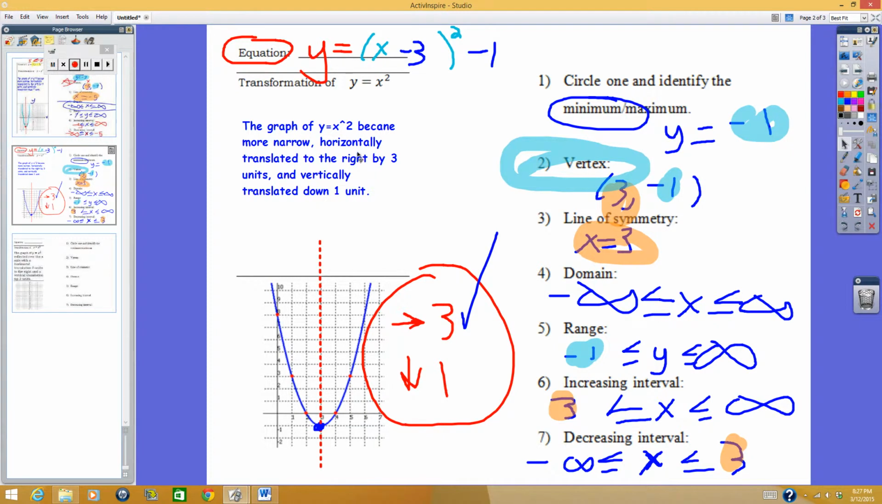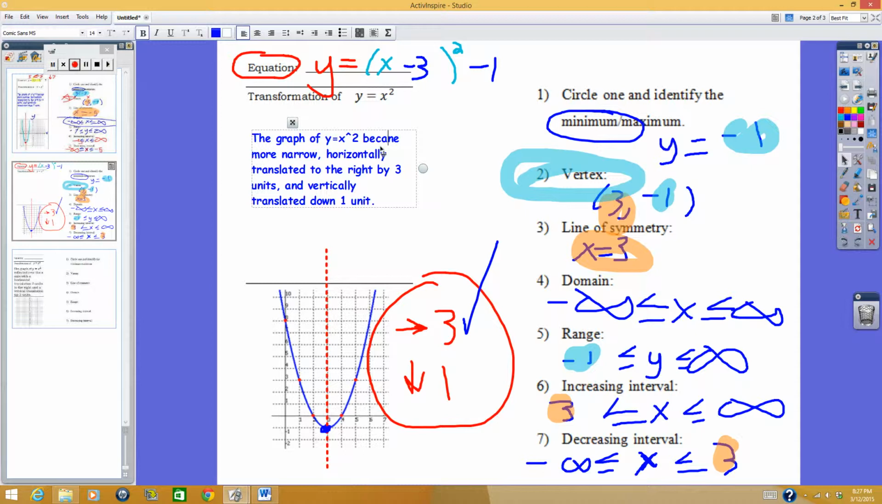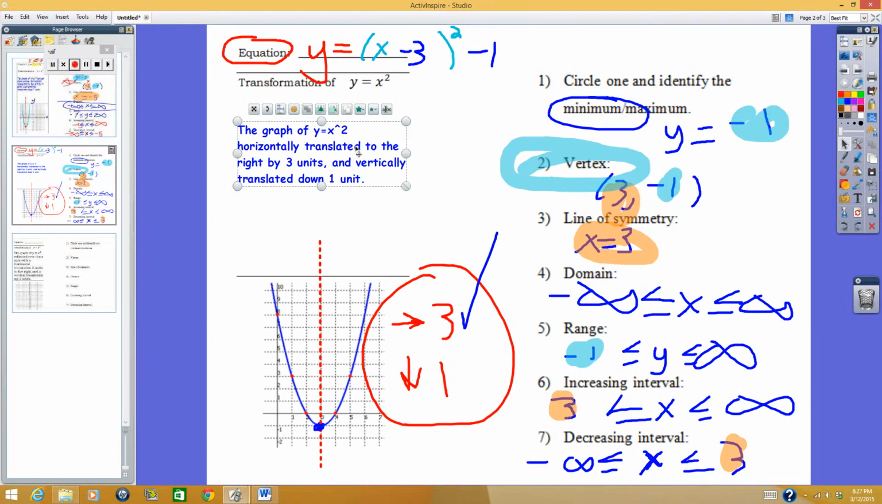Okay. Oh, did I say became? Is that real life? Became. Oh, whoa! I need to take this out. Sorry. It did not become more narrow. The graph of y equals x squared, horizontally translated to, yeah, that's good. It didn't do anything else. Sorry about that, guys. Okay?